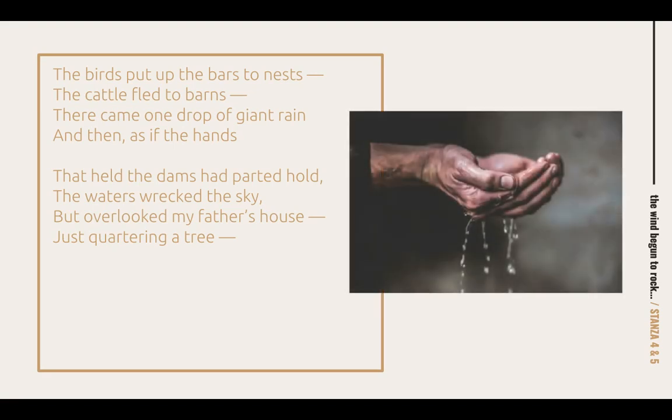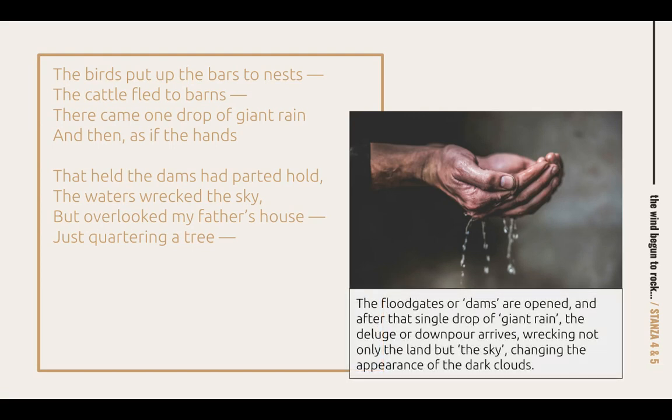So what you've got here is this image of hands holding the dams of water as if they're holding it all together, and then the hands just release. They open up, they part. And the water wrecks the sky. There's so much water that it's a deluge, and it destroys the sky. You know, when it rains so hard that you can't see the difference between the earth and the sky, that's what is being described here. The floodgates open. So there's that one little drop of rain and then a downpour. Not only does it obliterate the land, but it obliterates the sky too. It takes away the difference between the land and the sky.